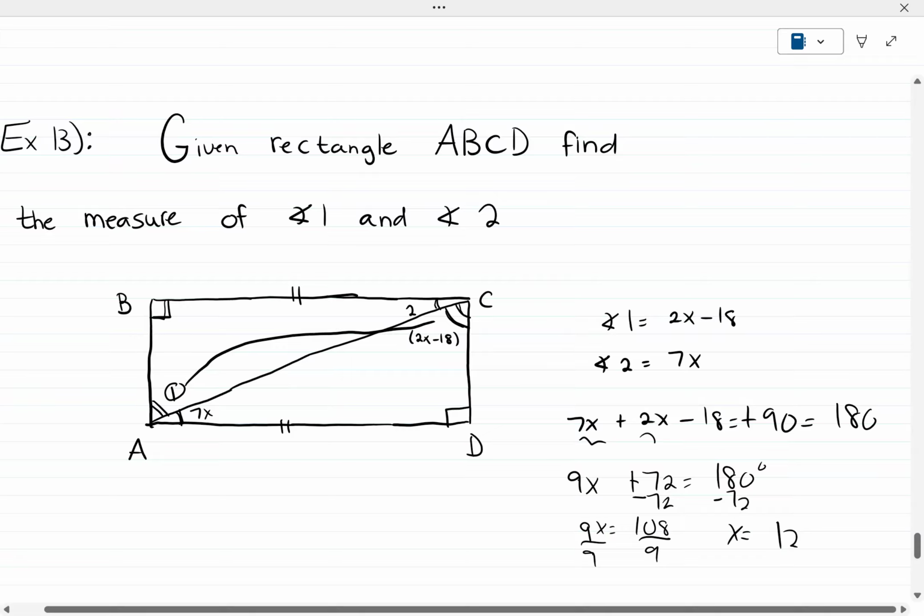They specifically said figure out angle 1 and angle 2. So we said that angle 1 is 2 times x, and we found x, which is 12, minus 18, which is 6 degrees. And let's find angle 2. Angle 2 is going to be 7 times x, so 7 times 12, which is 84 degrees. Okay, so that's how you do that problem.